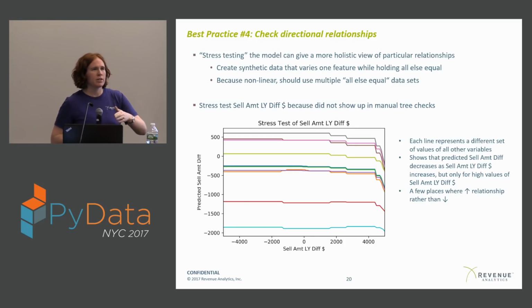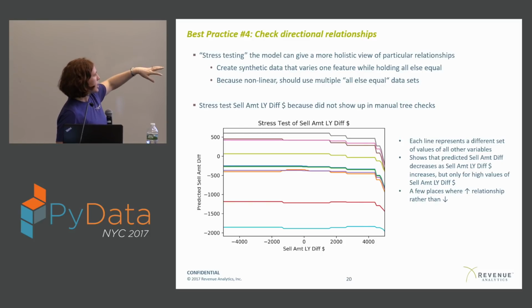You really want to think about this in comparison to a linear regression model, which gives you a single coefficient that quantifies the directional relationship between your predictor and response. In a random forest, we're never going to get that single number. It's going to vary depending on where we are. So I decided to first stress test sell amount last year difference in dollars, because that didn't show up in the first few levels of our tree.